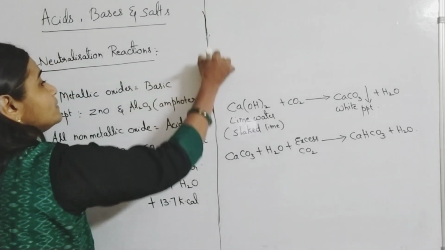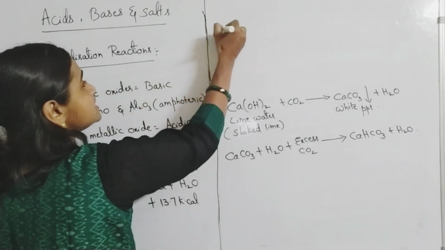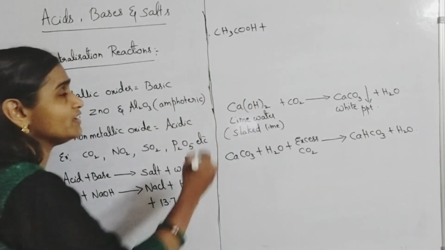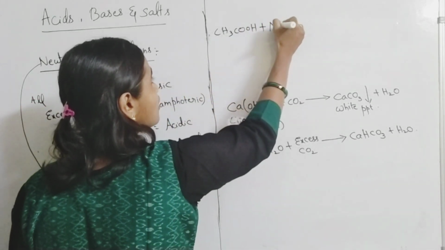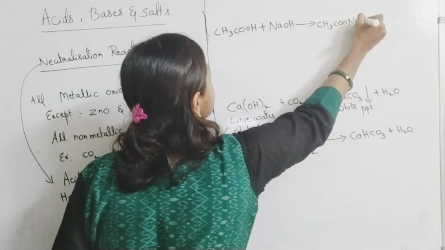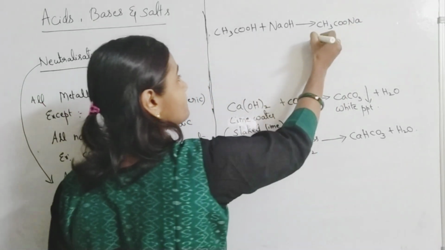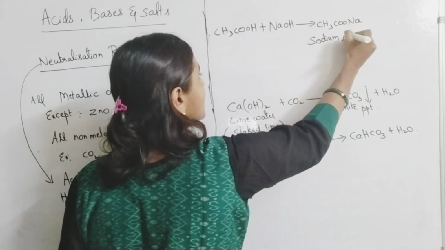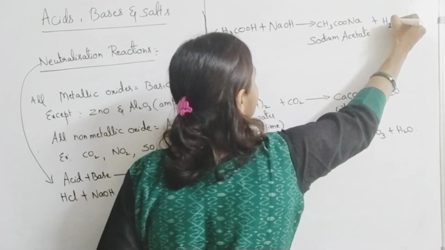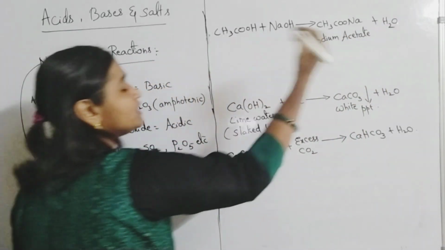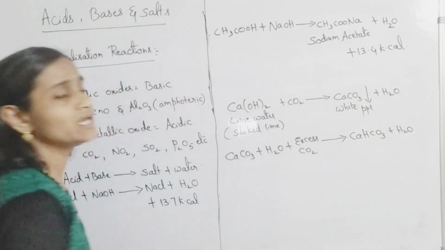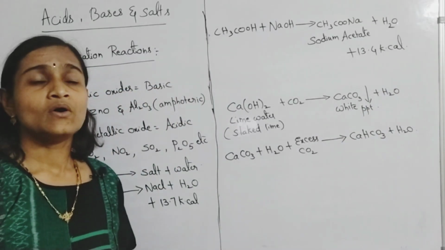If you take a weak acid, like I am taking CH3COOH, vinegar or acetic acid, when it reacts with the strong base NaOH, it gives CH3COONa, which is called sodium acetate, plus water, salt plus water. Here also some amount of heat is released, but here you observe that only 13.4 kilocalories of heat is released.